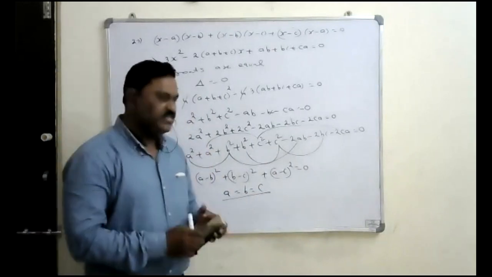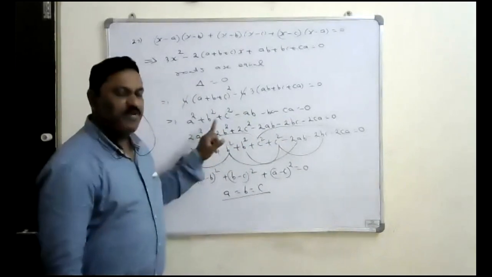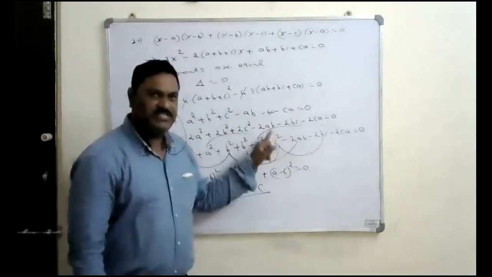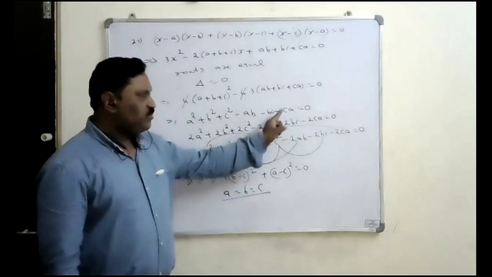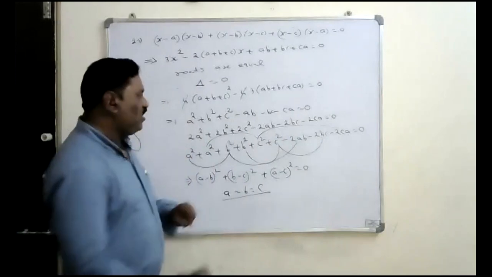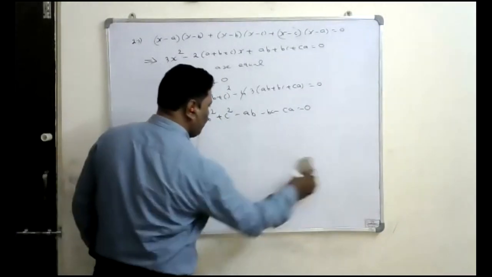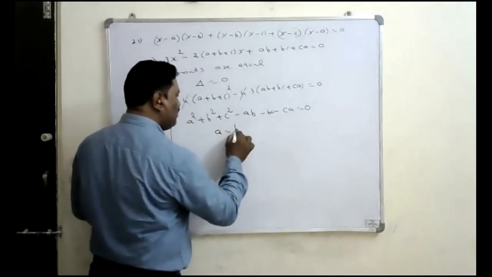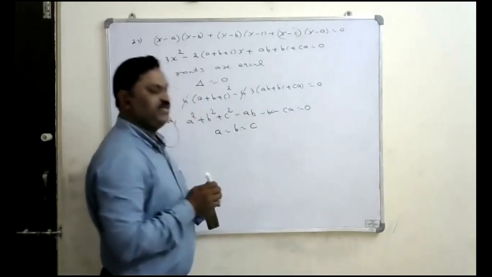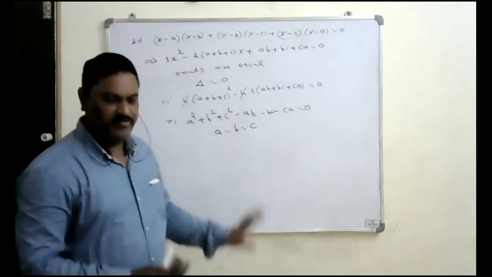Because in so many cases, we are going to get this identity: A square plus B square plus C square minus AB minus BC minus CA is equal to 0. If this is 0, that is possible only when A is equal to B is equal to C. This is the point you have to remember. Therefore, A is equal to B is equal to C, then only it is possible. This is the point we have to remember.